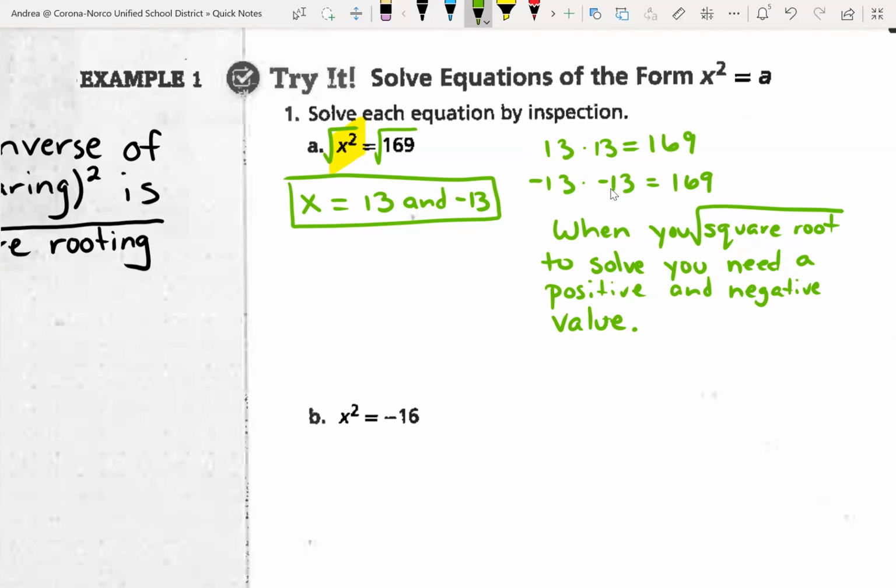Yes? When it's already squared and it's a negative? Not quite sure what you're asking. So the next one? Or, okay, we'll go over that one in just a second. Everyone done writing this down?